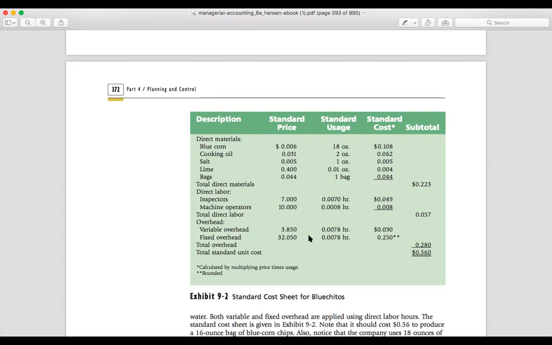So you have to remember that to produce the 16-ounce bag of blue corn chips, it would cost around $0.56, right? So you have to also remember that the company used 18 ounce of the corn to produce the 16 ounce bag of the chip. Jadi raw materialnya, yang pertama itu kan blue corn-nya itu 18 ounce gitu kan ya yang dibutuhkan. Kemudian untuk memproduksi 16 ounce bag of the blue corn chips.